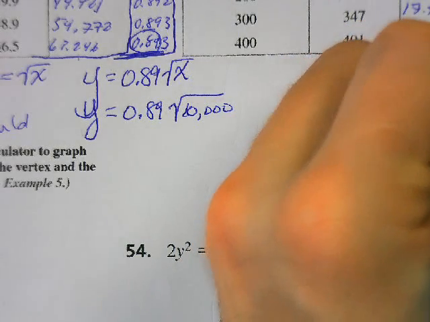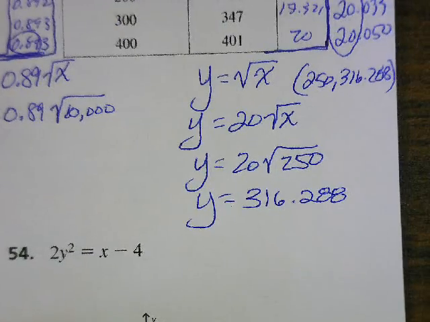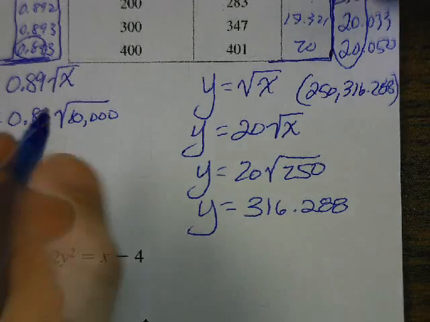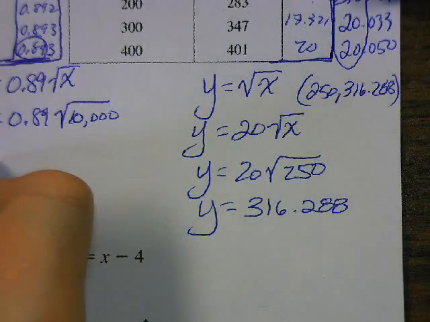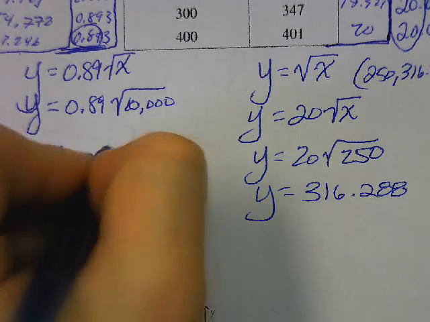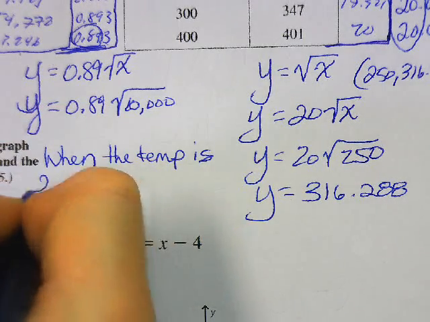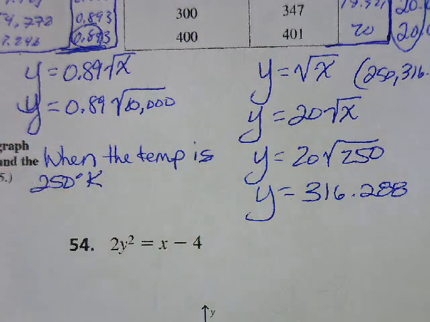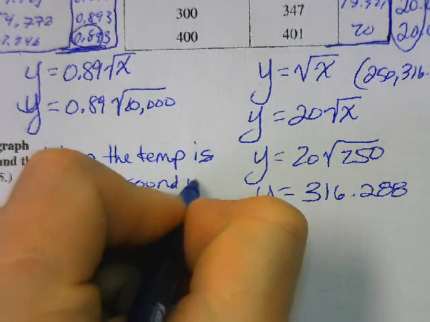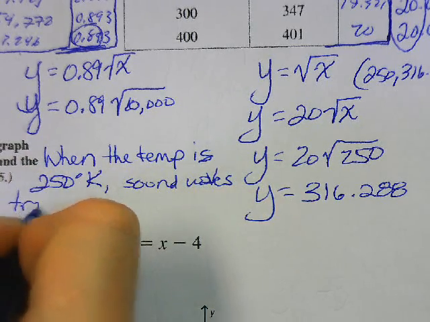So now it's time to write our final sentence. Alright. When the temperature is 250 degrees Kelvin, sound waves travel at 316.288 meters per second.